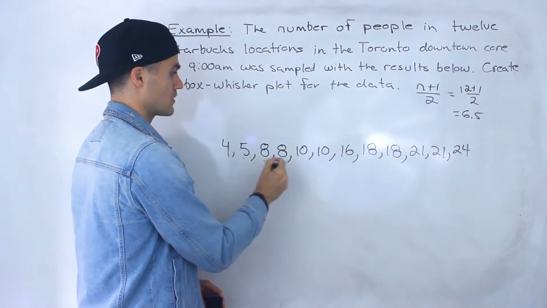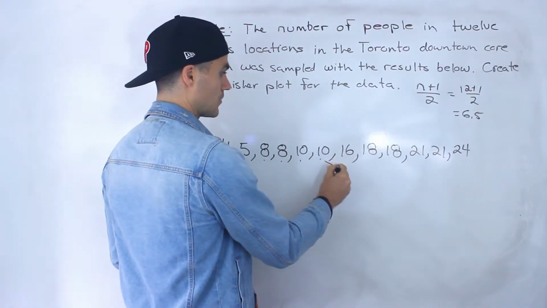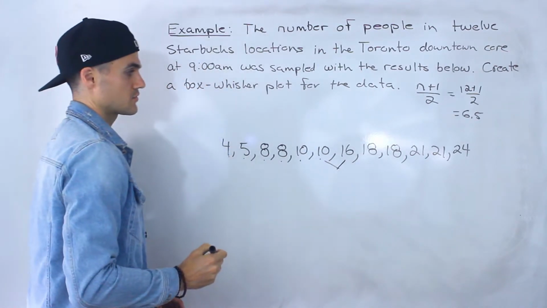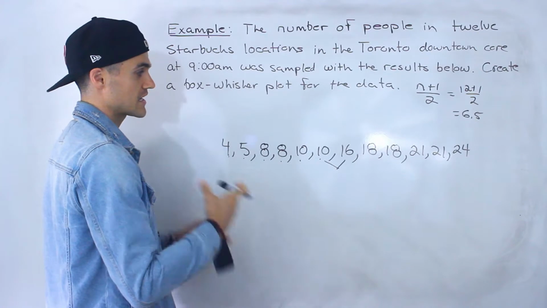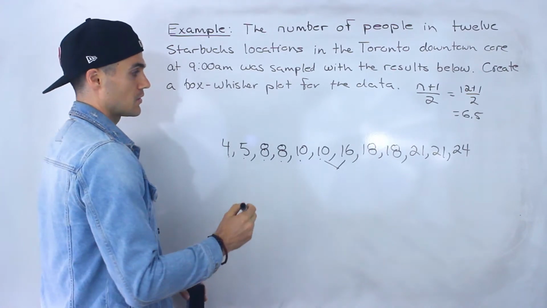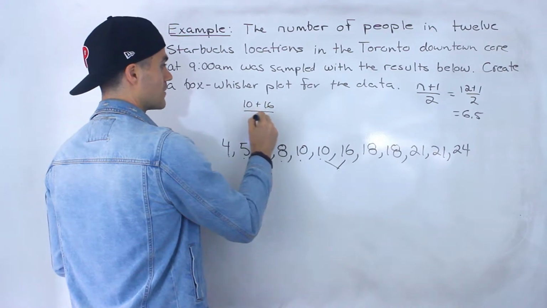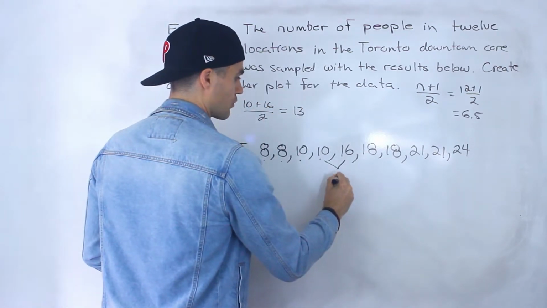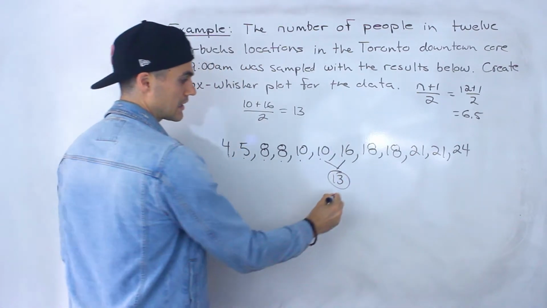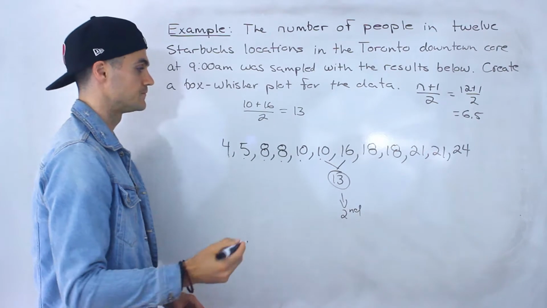So 1, 2, 3, 4, 5, 6. So between these two right there. Those are the two middle observations, and we have to take the average of them. So 10 plus 16 divided by 2, that would give us 13. So 13 would be the median, or the second quartile.